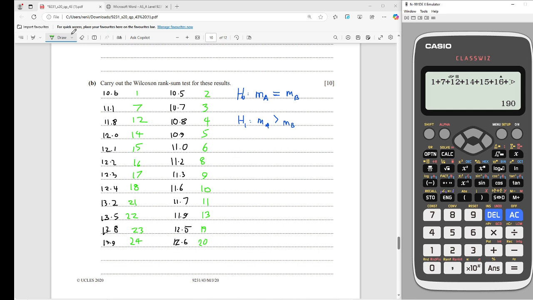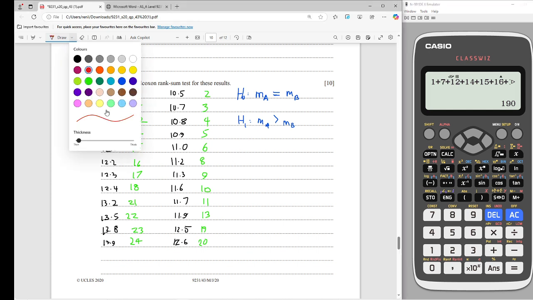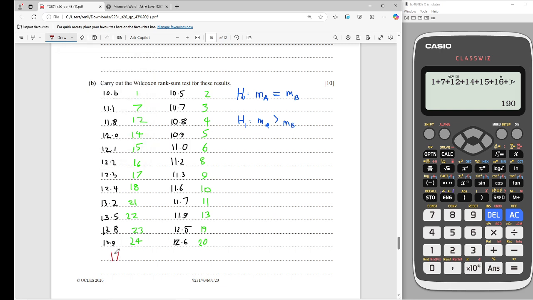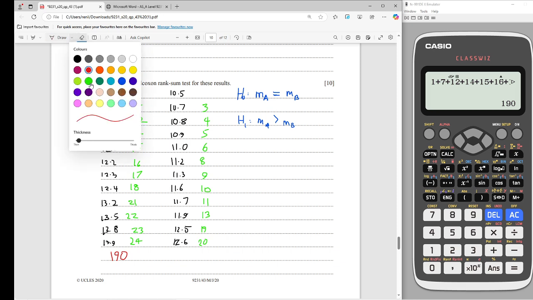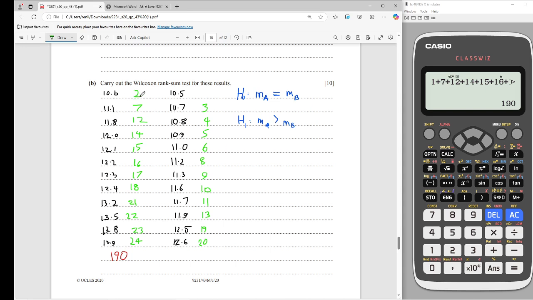This is going to be 190, so let's just write the cumulative. And over here we have, oh I see, yeah, I made a mistake in the ranking. This should be like this. Now that means that this should be 191.